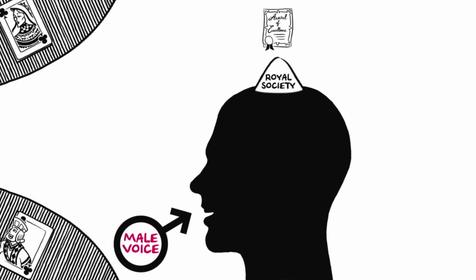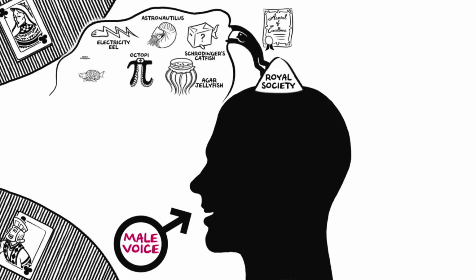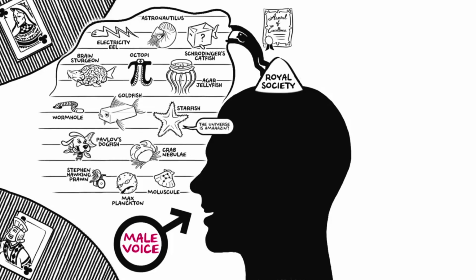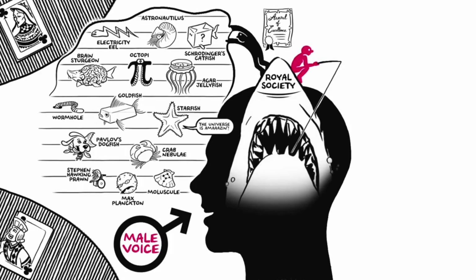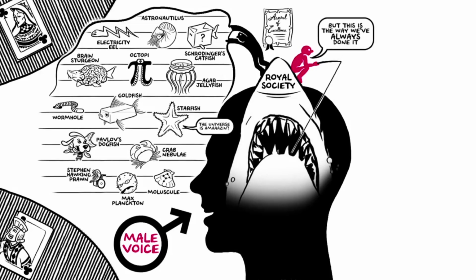For example, research reveals that if I were a man, you would be more likely to be nodding in agreement right now, because people pay more attention to a male voice. The Royal Society fosters excellence in science, but this can only be achieved if we select from the widest range of talent. And that's not possible if unconscious bias is narrowing down the field for non-scientific reasons.